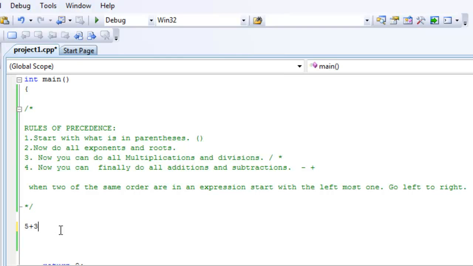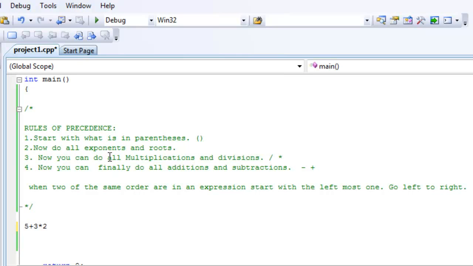5 plus 3 times 2. How would you evaluate this? Okay, I know it's an easy example, just stay with me. So let's start with the rules. Rule number 1. Start with what's in parentheses. So are there any parentheses? No. Skip that. 2. Do all exponents and roots. No exponents, no roots. Go to number 3.